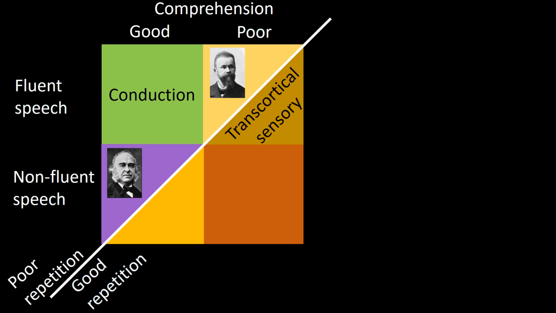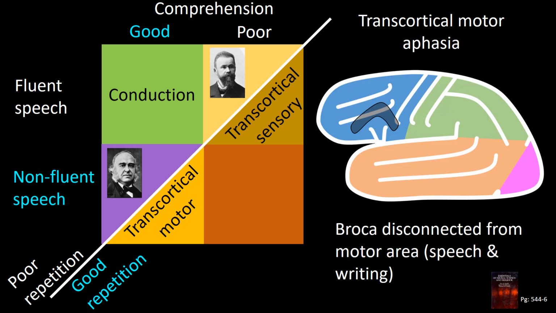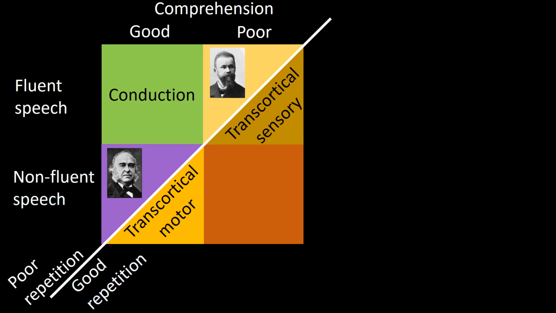Now let's go back to the diagram. If comprehension and repetition are good, but speech is not fluent, the patient has a transcortical motor problem. This type of aphasia is called transcortical motor aphasia. It represents a disconnection of Broca's area from the area that stores the memories required for grammar and intonation of speech. Now let's go back to the diagram for one last time.